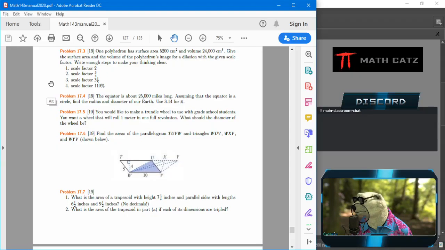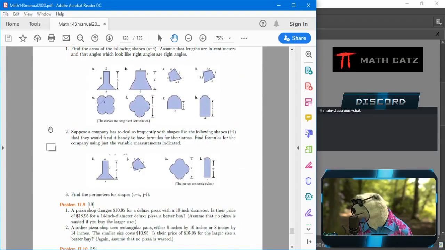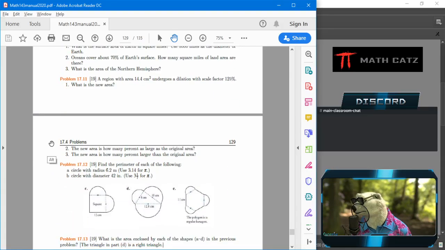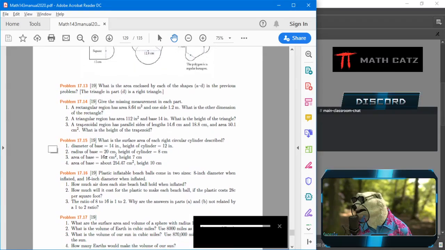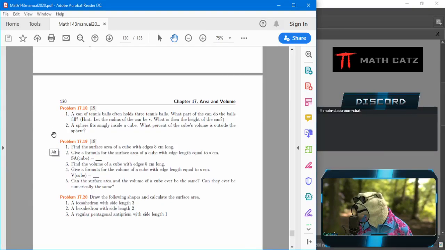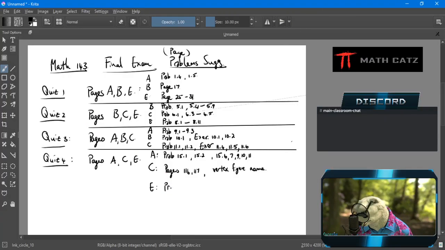So problem 17.3 all the way to the end of the chapter. There's a lot of overlap between these questions. 17.3. You voted for it, so you like it. 17.3 to the end, which is 17.20. And there we go.